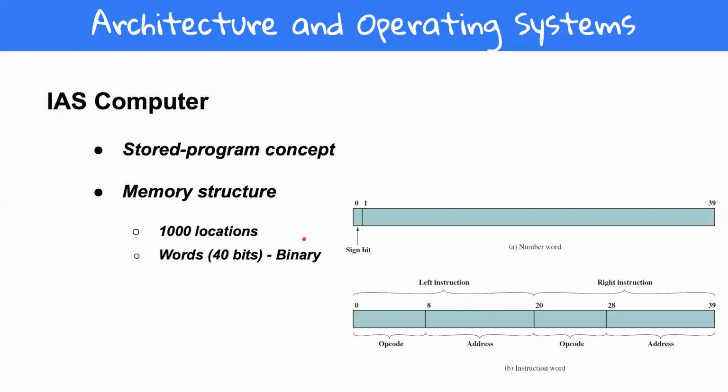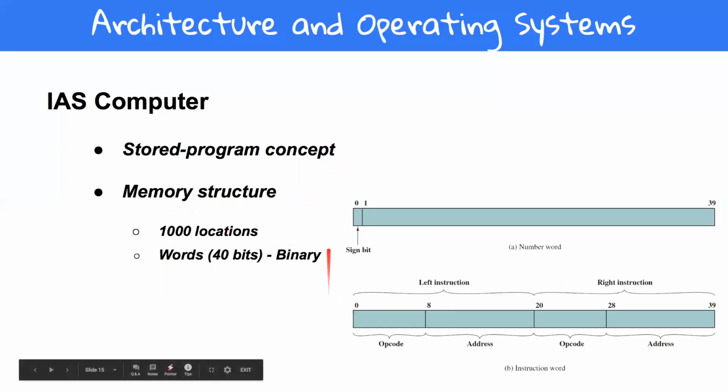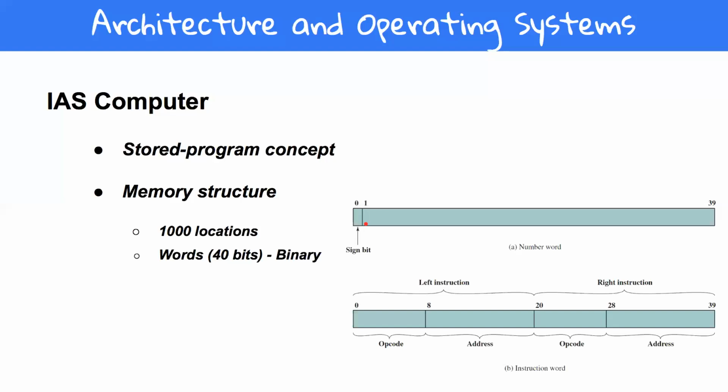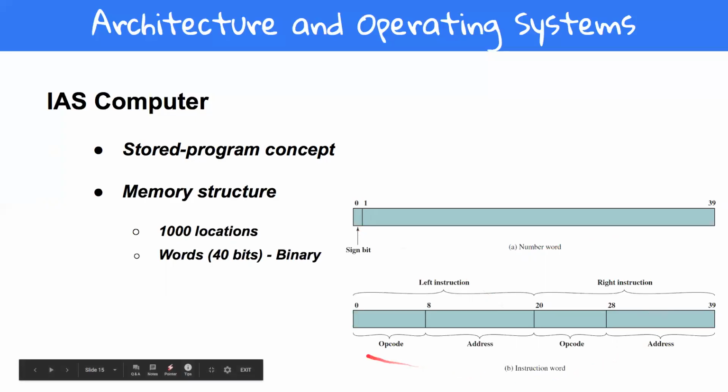In this machine, IAS, I said that it's a stored program concept. It means that we store both data and instruction on the machine, in the memory. So how is the memory? In the IAS machine, they had 1,000 locations in the memory. 1,000 locations, both for data, as you see, 39 bits for the number, 1 bit for the sign. We know that very well from the first teaching block. And then we've got words of 40 bits for instructions.